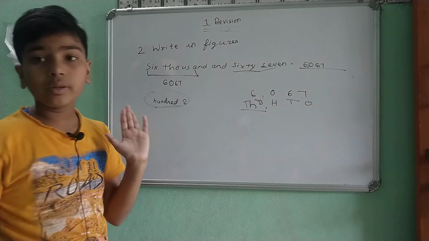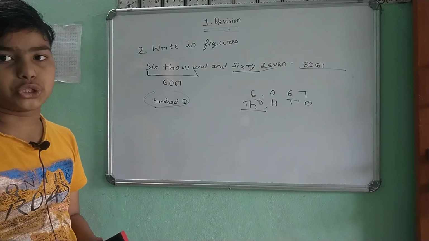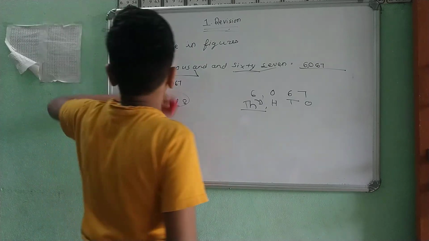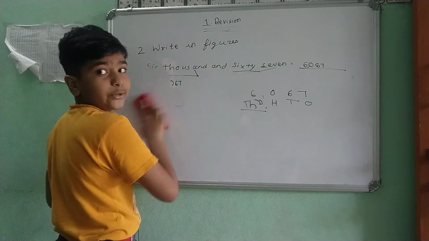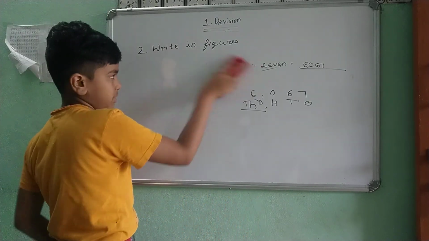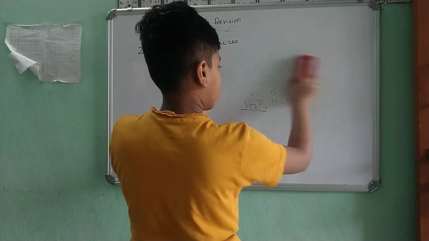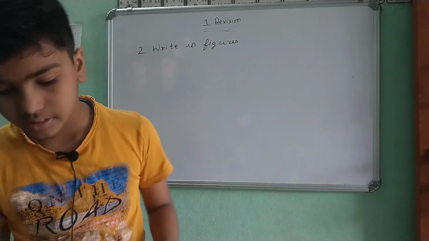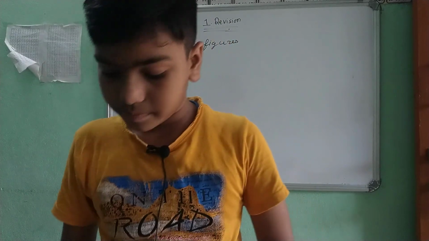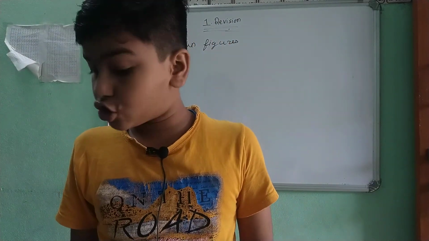Okay. Don't be wrong. Don't have confusion in zeros. And this is the third standard only. Revision means what you have learned in the third standard. Second question, 8092.